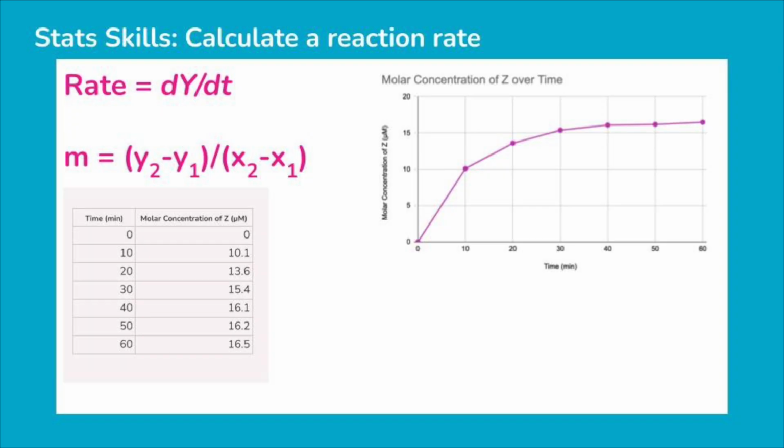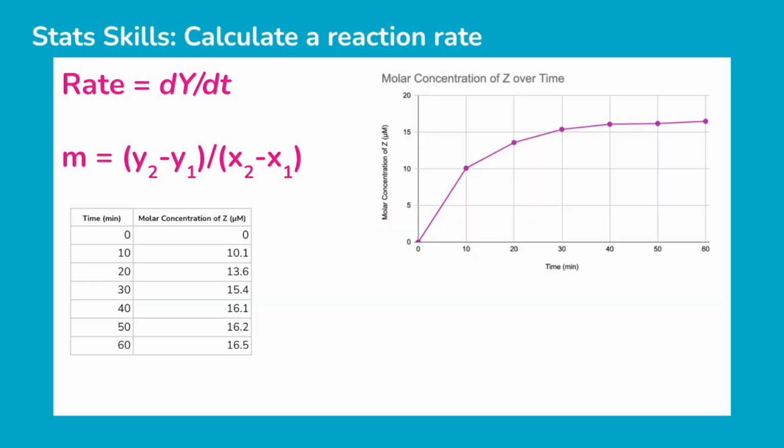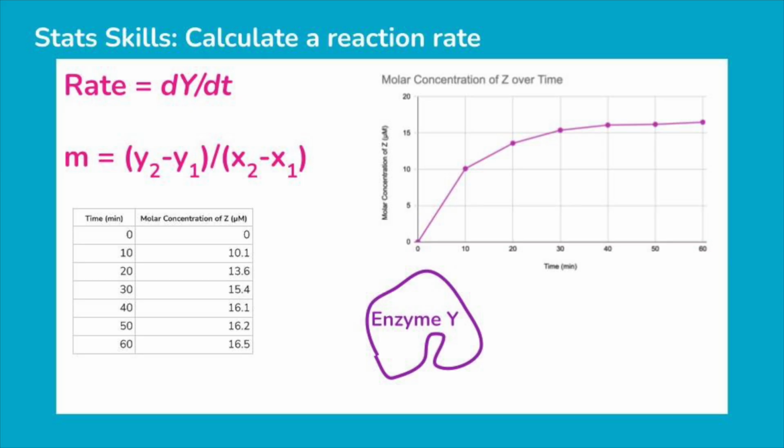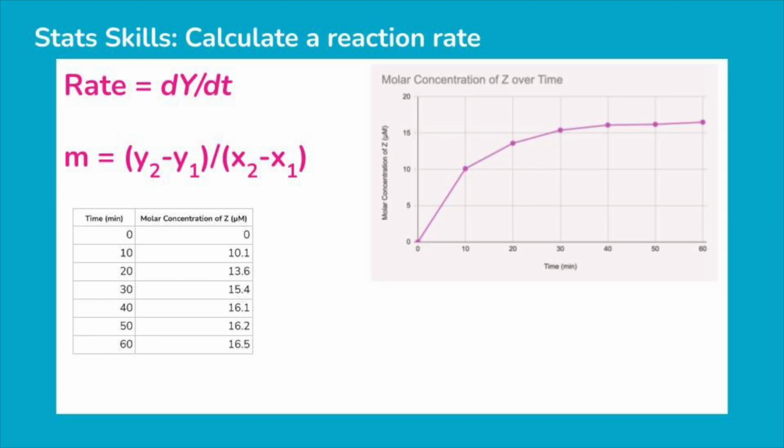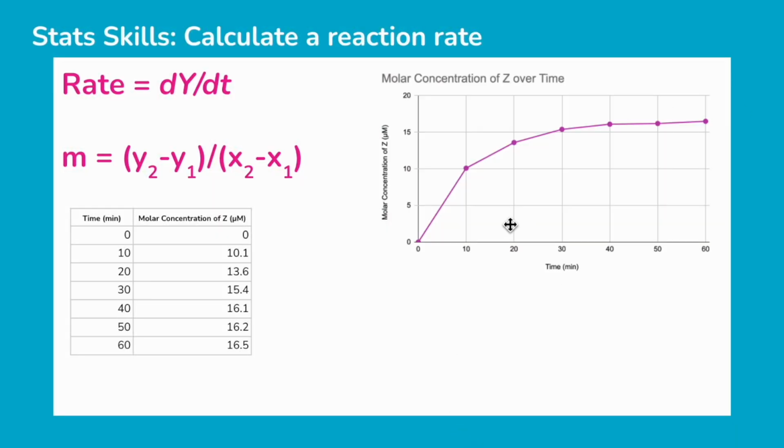So let's take a look at this data set in this graph. Here we're looking at the rate of reaction of enzyme Y, a pretend enzyme for the sake of this problem. The activity of enzyme Y can be measured by the concentration of its product. So in this case, molecule Z is what's produced during the reaction. So in this experiment, every 10 minutes, the molar concentration of molecule Z is measured. Then it's graphed, or you might have to graph it yourself on the AP Bio exam, and we can see that in the graph here.